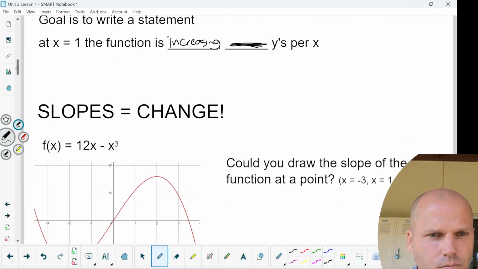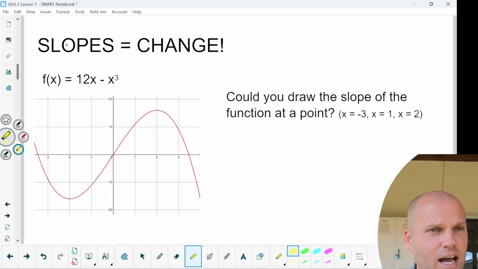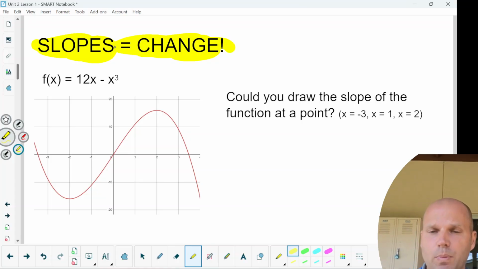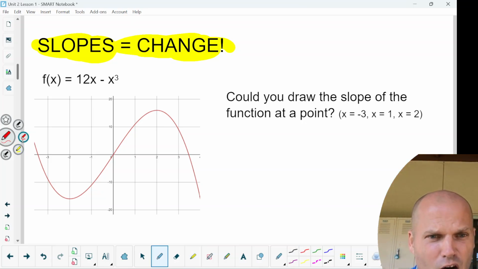All right, cool. Well, just like we talked about last class, slopes equal change. We're talking about y's per x, so we want some sort of slope value that gives me a y's per x. Well, then the question is, what the heck is a slope at a point? Can you draw the slope at one point? Well, this is more easily done theoretically than it is practically. Like drawing a slope, I bet you guys can do. Now, finding the slope, that's the tough thing.